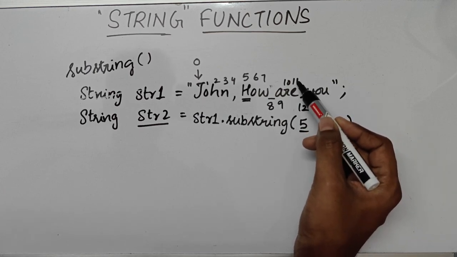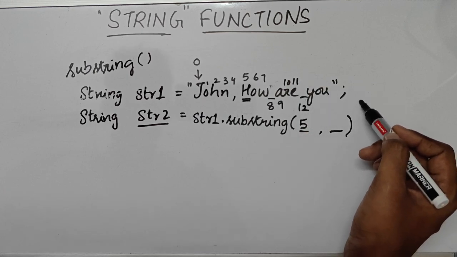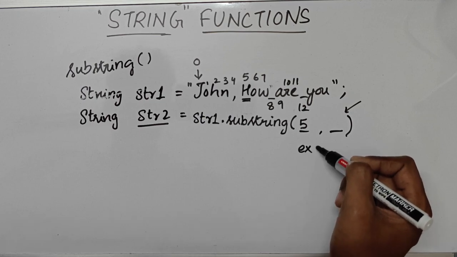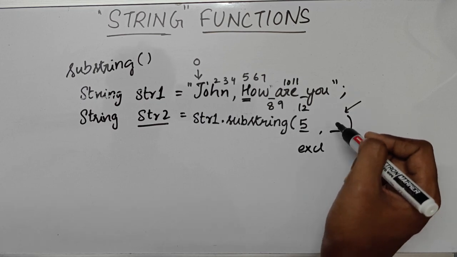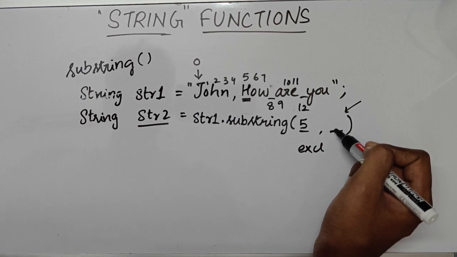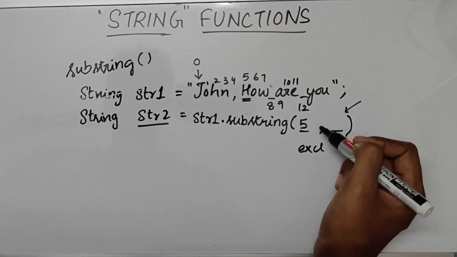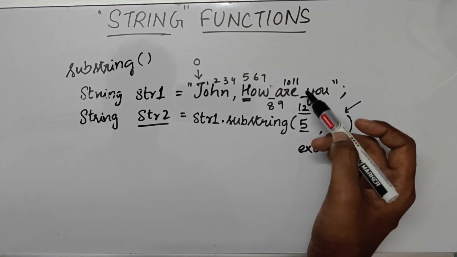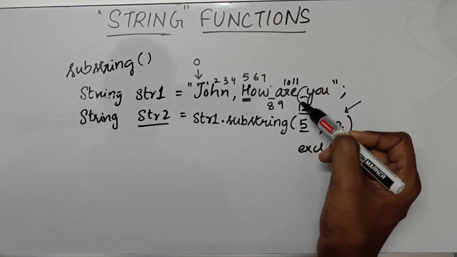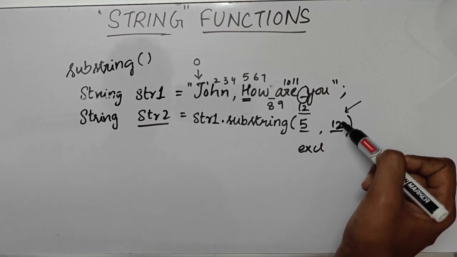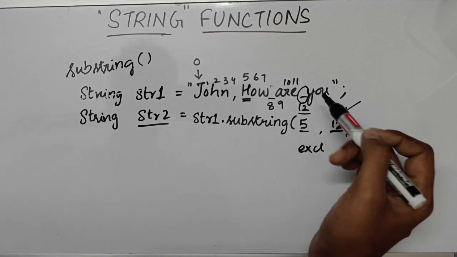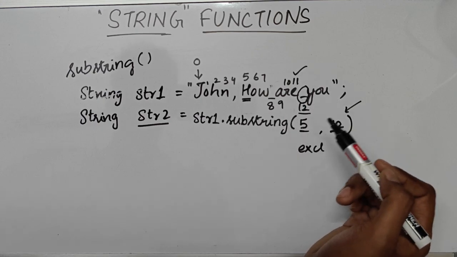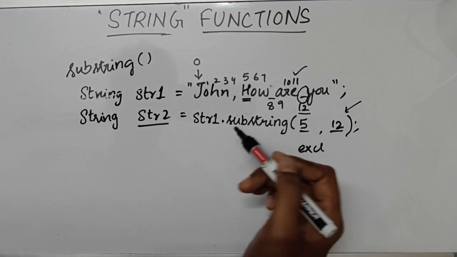If you give 11 over here, this parameter is not inclusive, it is exclusive. It means whatever value you give here, it will take till the previous index. So in this case, if you give 12, it will not include this space. It is not going to include the index which you are mentioning here. It will take till the previous index, so it is going to take till 11. So this is the syntax.